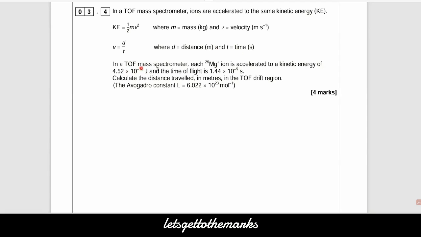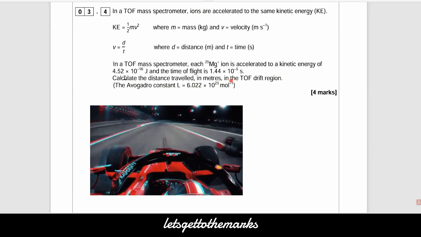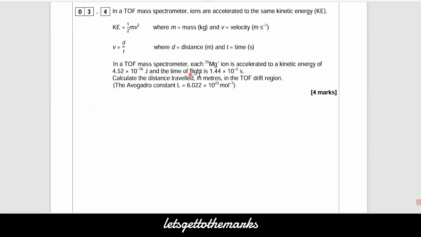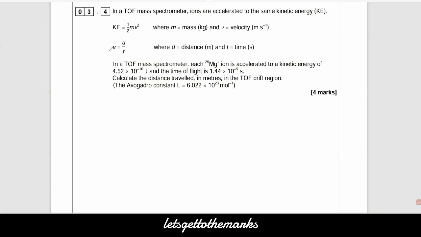Each magnesium 25 plus ion is accelerated to a kinetic energy of 4.52 times 10 to the minus 16 joules, and the time of flight is 1.44 times 10 to the minus 5 seconds. Calculate the distance. So we want to rearrange v times t so that it equals d. We can calculate the distance. We also need to rearrange the kinetic energy equation so that we can find velocity. Once we have the velocity, they've given us the time, times the velocity by the time, and you'll get the distance. Why don't you have a go, and then I'll go through the answers.